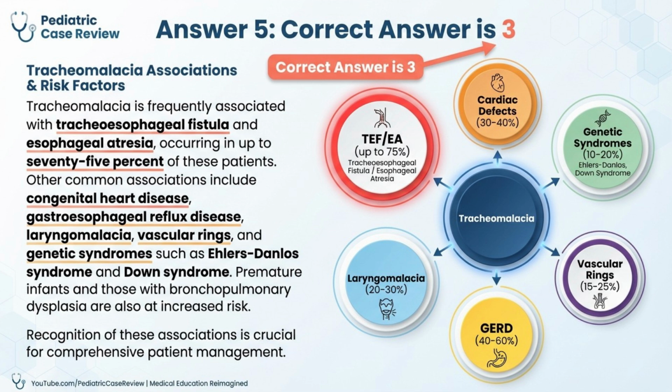The associations diagram highlights that tracheomalacia is incredibly common in patients with a tracheoesophageal fistula. Other significant risk factors include congenital heart defects, gastroesophageal reflux disease, and genetic conditions like Down syndrome or Ehlers-Danlos syndrome.